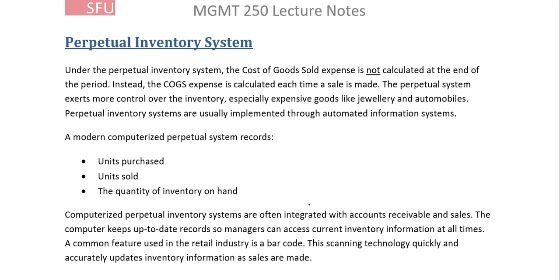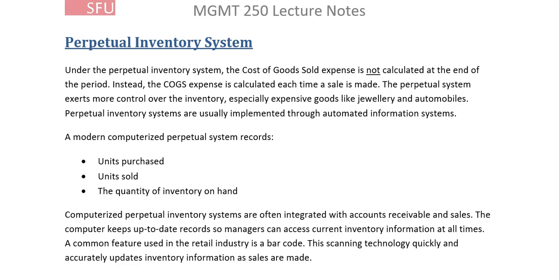So with that said, let's jump right into the perpetual inventory system. Under the perpetual inventory system, the cost of goods sold expense is not calculated at the end of the period. Instead, the COGS expense is calculated each time a sale is made. The perpetual system exerts more control over the inventory, especially expensive goods like jewelry and automobiles. Perpetual inventory systems are usually implemented through automated information systems.